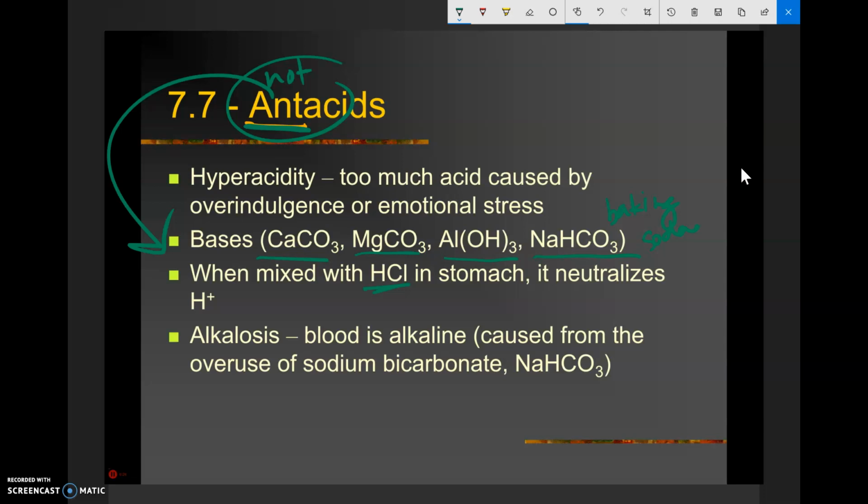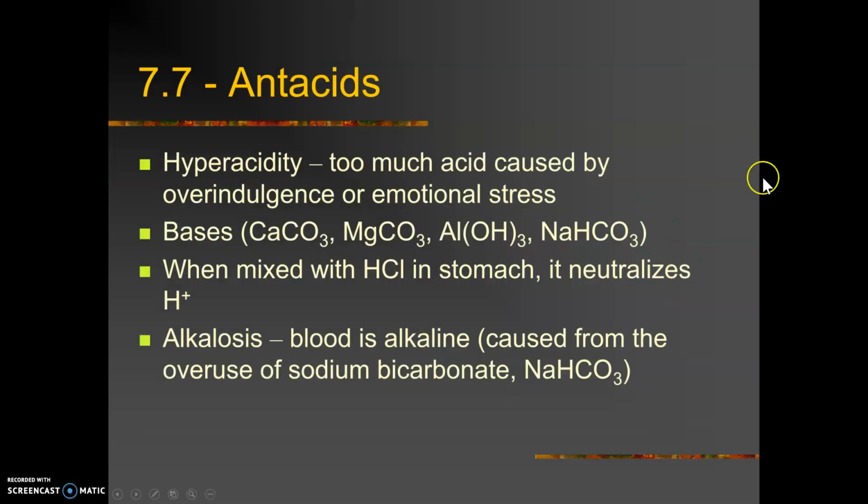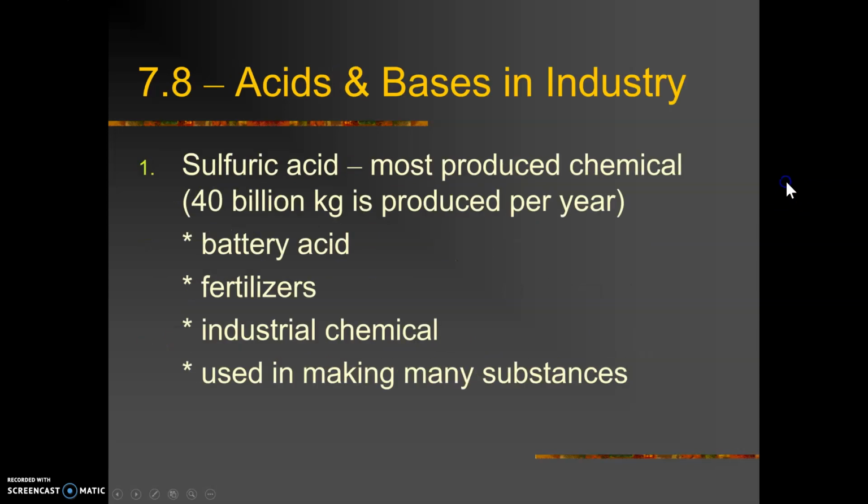Okay, and then the term alkalosis means that your blood is alkaline, and alkaline means that it's just basic. Okay, your blood is too basic, and this is actually a condition that can occur, and it's not good for your body, your blood to be too high or too low on the pH scale. It's very, very specific. And this is caused from overuse of sodium bicarbonate, which is your baking soda. So those are just some things. So on this page, just know there are antacids that are used, and these are bases that are used to help neutralize the acid in your stomach.